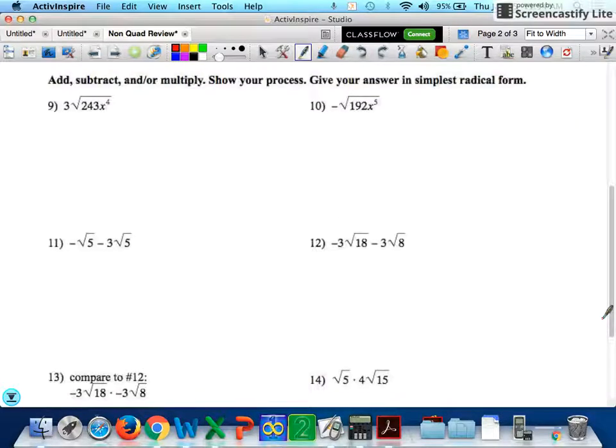With number 9, we get into our section that has to do with radicals. It has a lot of directions. We can add, subtract, or multiply, but one of the most important things is give it in its simplest radical form. It means you have to simplify everything down, okay?